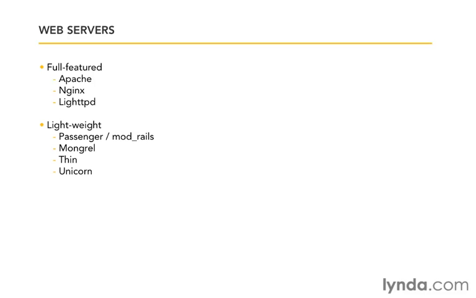So which one should you choose? Well, certainly if you're already familiar with something like Nginx, then you should go with that. But if you're not familiar with any of these, then I recommend Apache and Passenger. Apache is pre-installed on most servers, and Passenger, or mod_rails, is easy to install and configure and will give you great results. The combo is very widely used.